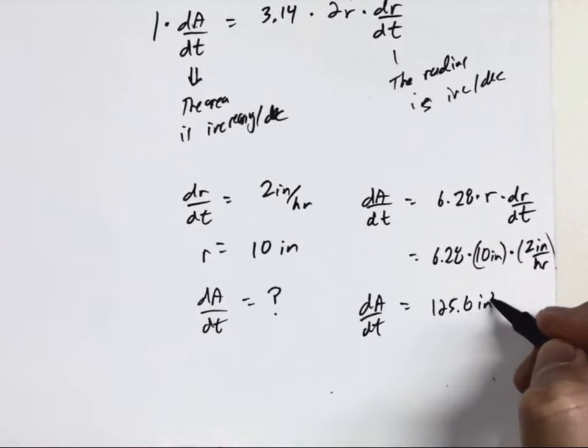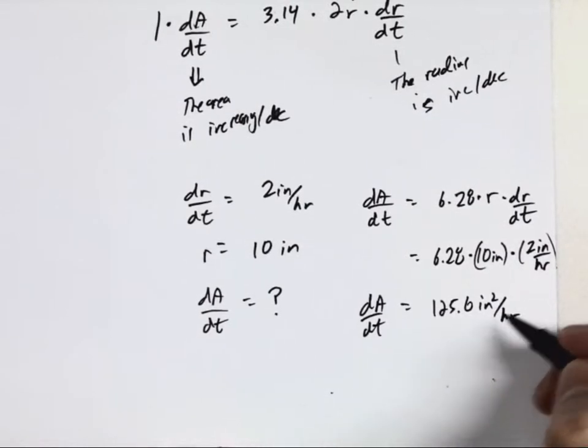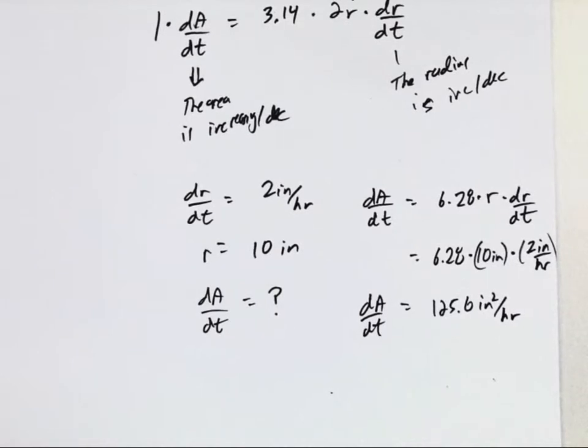125.6 square inches per hour. So at that point in time, the area is increasing by 125.6 square inches per hour. So that is a related rate problem.